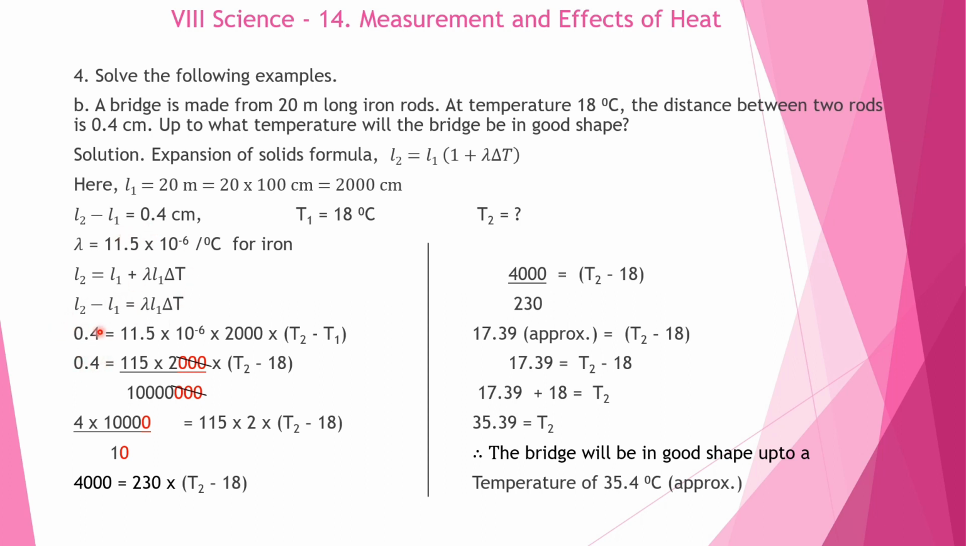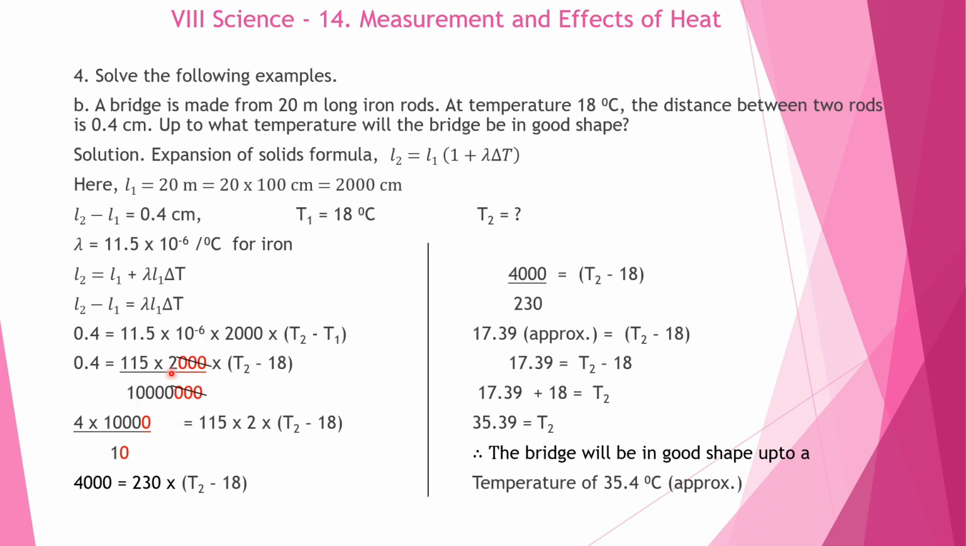We wrote that value. Lambda is 11.5 into 10 raised to minus 6. L1 is given as 2000 centimeter, so we wrote 2000. Delta T is the temperature difference, children, T2 minus T1. Let's see now. 0.4 is equal to, we removed the decimal, children, into 2000, and 10 raised to minus 6, now we wrote 6 zeros. See, 1, 2, 3, 4, 5, 6 and 1 extra 0 because we removed the decimal. So 7 zeros we wrote down. So 3 zeros up and 3 zeros down are getting cancelled.